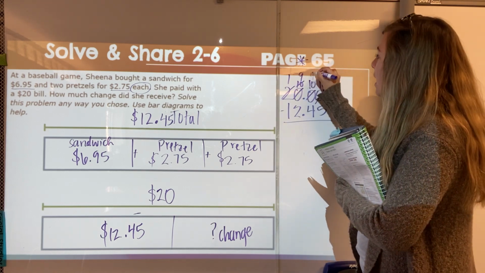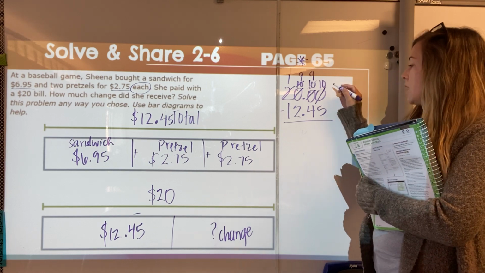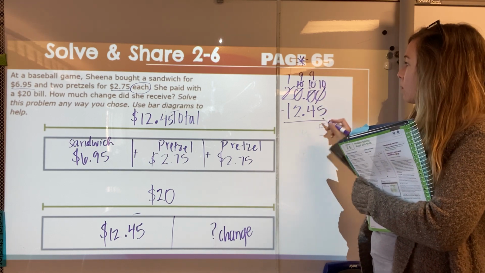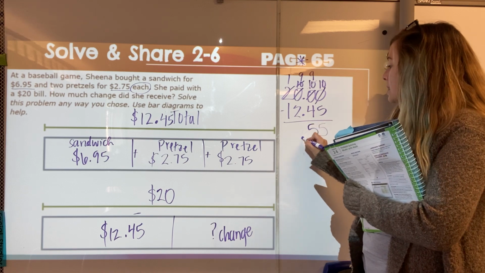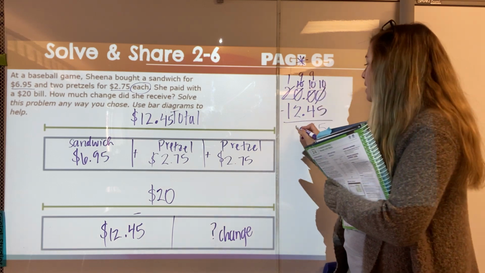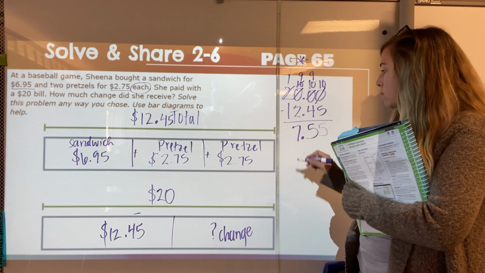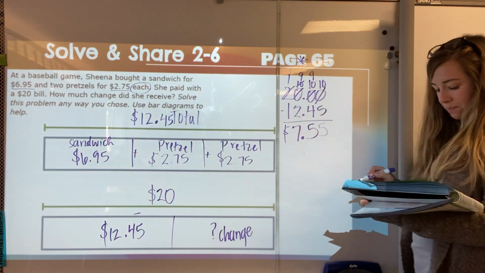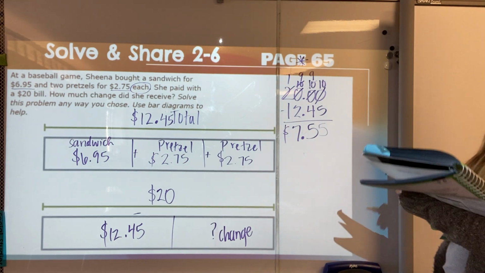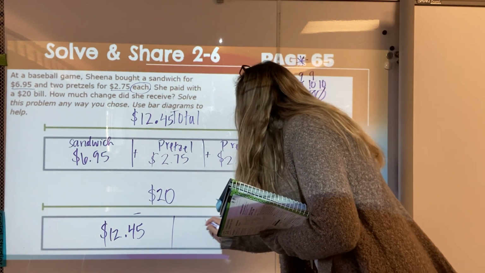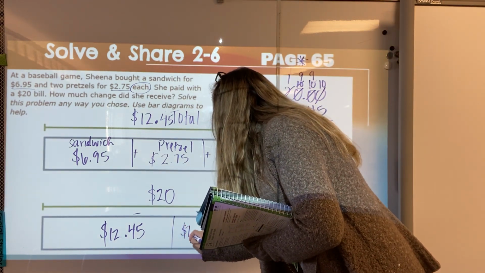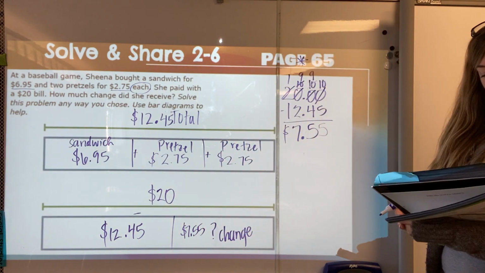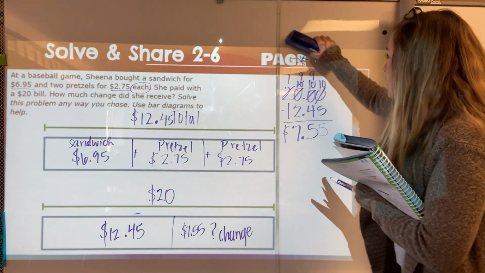So we have a 1, a 9, a 9, and a 10. So 10 take away 5, well, that's 5. 9 take away 4 is also 5. Decimal. 9 take away 2 is 7. And 1 minus 1, well, that's 0. So the change that she's going to get back is $7.55. That fills in our change.